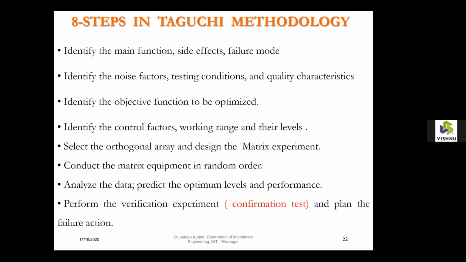Perform the verification experiment. Once you have the data, you can analyze it using ANOVA analysis. Then you are also supposed to get the predicted value, the predicted response. Then you can confirm the predicted response by conducting the experiments again with the optimum input conditions. So these are the 8 steps.